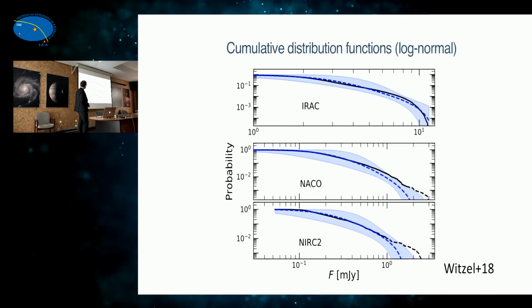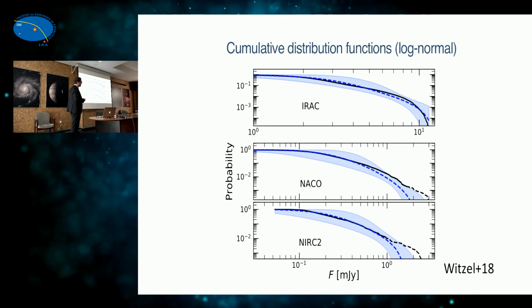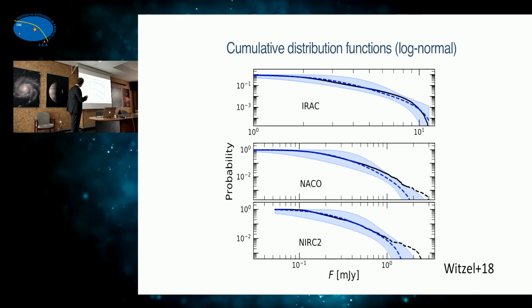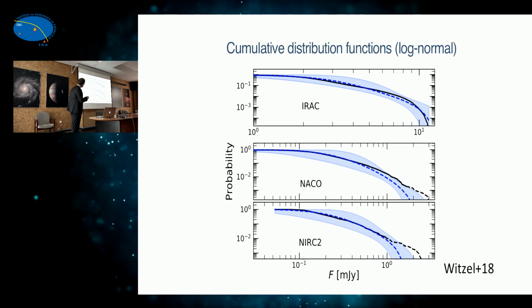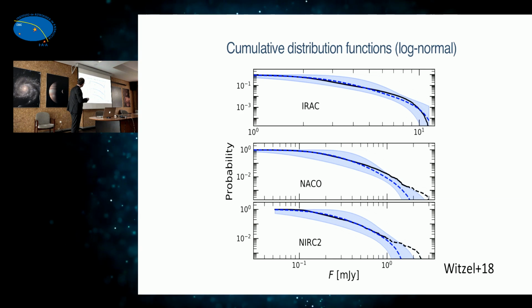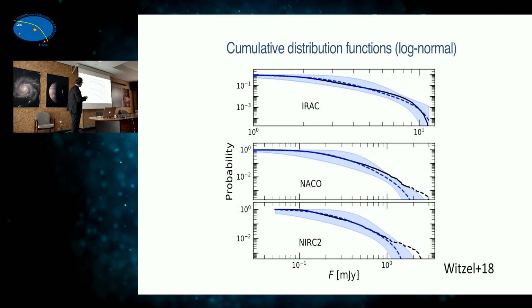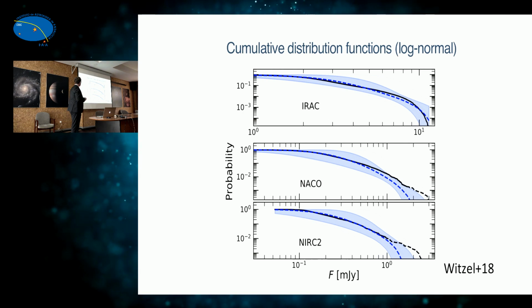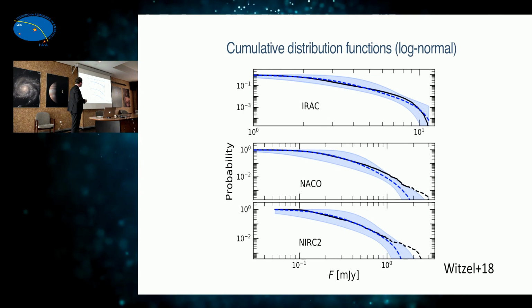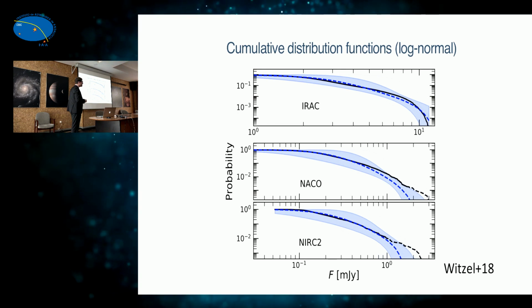You can also look at the cumulative distribution functions and how well it describes the actual data. For IRAC, you see that the cumulative distribution functions of our best log normal distributions, or the posterior, describe the real data here in black very well. However, for NACO and NUC2, we have flares that are slightly too bright.